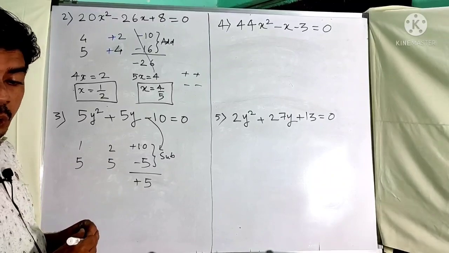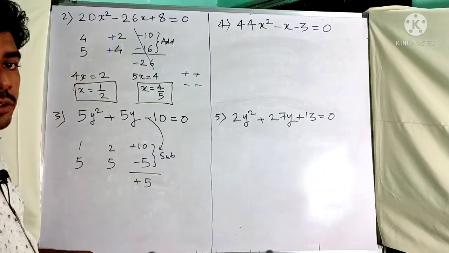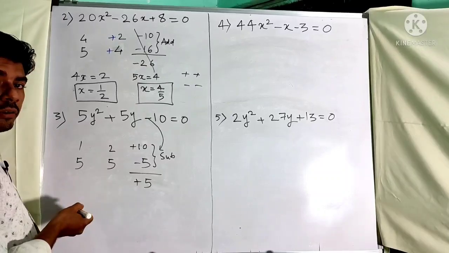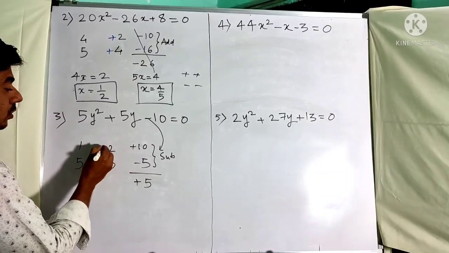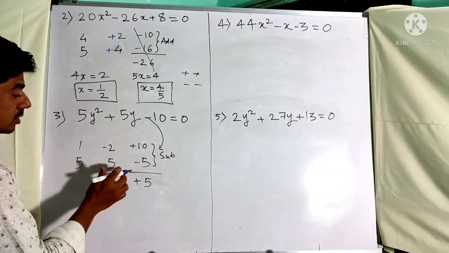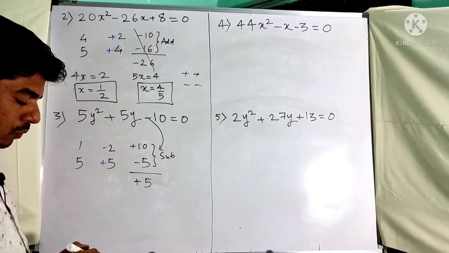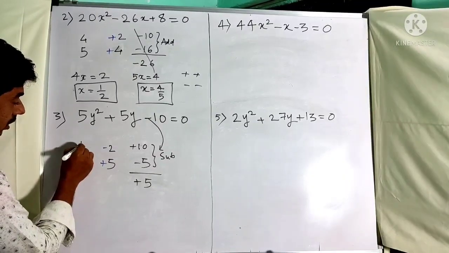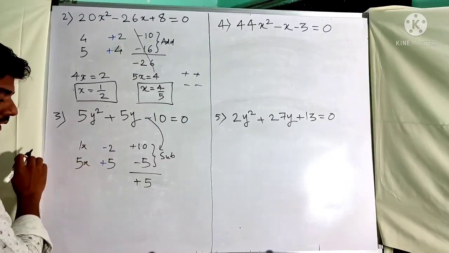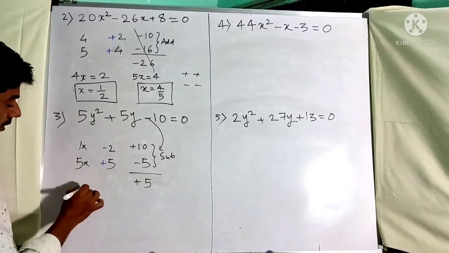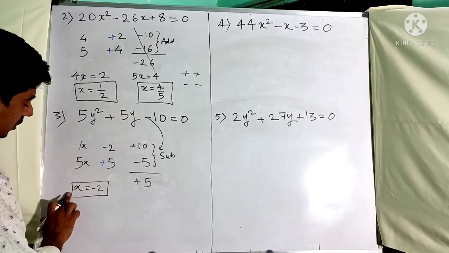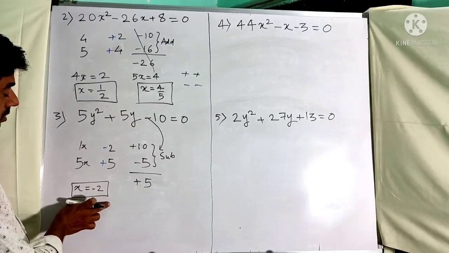Again we are going to change the signs so that we can directly write the roots, or the values of x. Here it is positive, therefore we are going to take it as negative. Here it is negative, we are going to write it as positive. Then the equation, here it is not alone, it is with x. Therefore x is equal to minus 2. No need of further calculation, therefore I have written it directly.